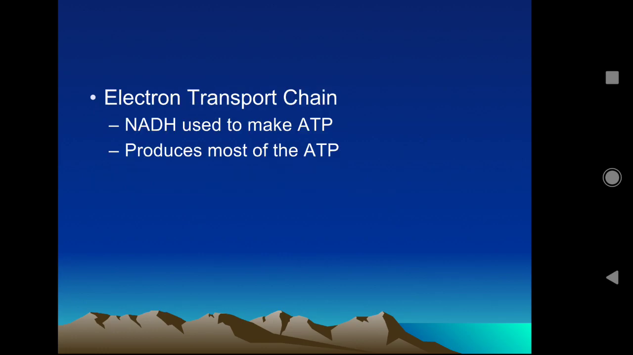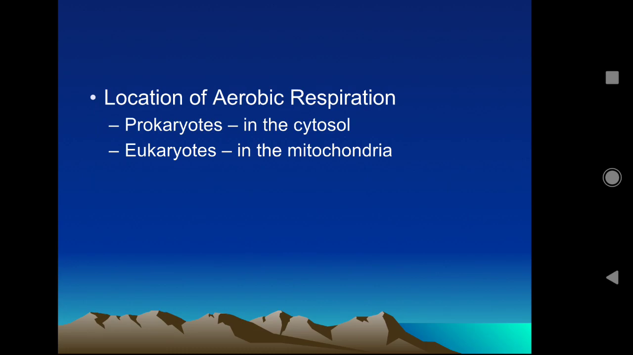Then the last stage is the electron transport chain. This is where all the electron carriers, NADH, FADH2 from the Krebs cycle are going to be used. This is where most of the ATP is made. The location of all aerobic respiration, the Krebs cycle, the electron transport chain, that's going to take place in the mitochondria.